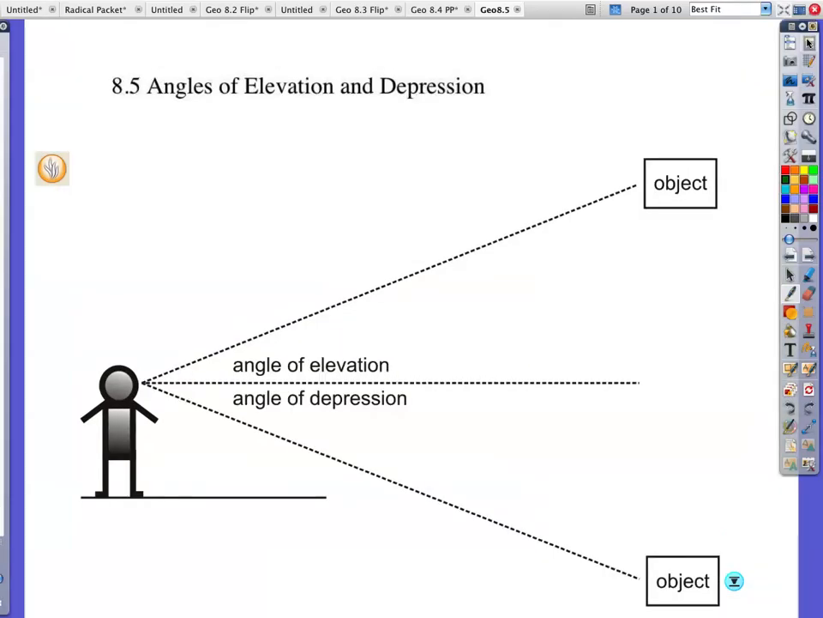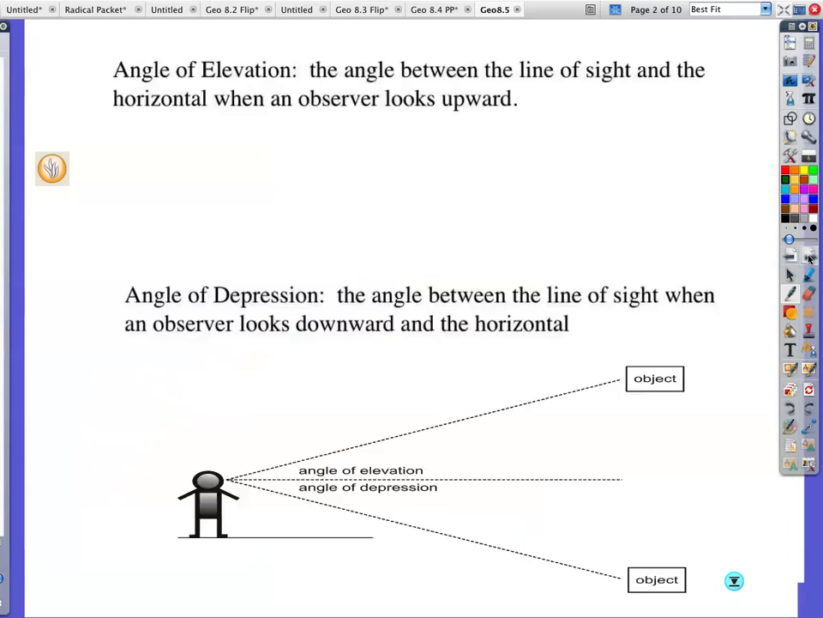9.5, angles of elevation and depression. And here's a picture, and I've got this on the next page too. Angle of elevation, basically when you're looking up. Angle of depression when you're looking down. We might do something cheesy in the class to reinforce that.